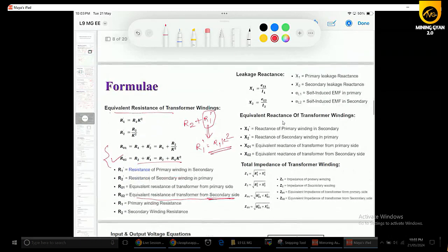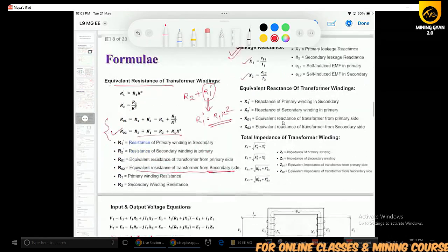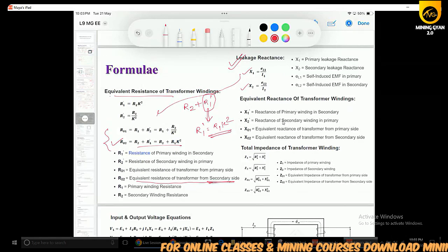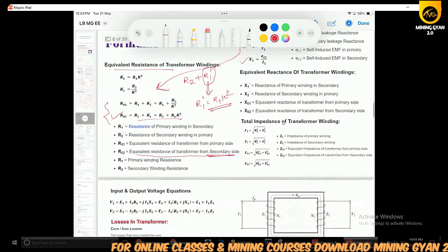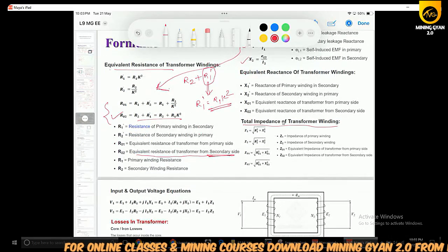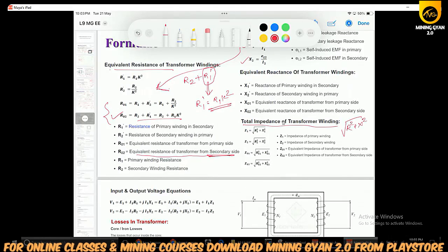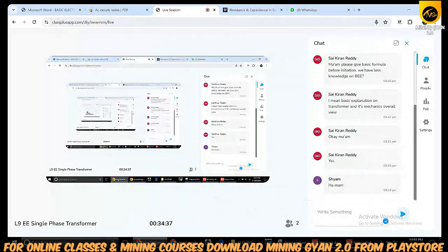Likewise, you can calculate the leakage reactances, X1 and X2, or XL1 and XL2. You have to refer them the same way as the resistance. Then the total impedance of the transformer windings will be what? Under root R square plus X square, which means under root of real part square plus imaginary part square. That is the formula to calculate any impedance.